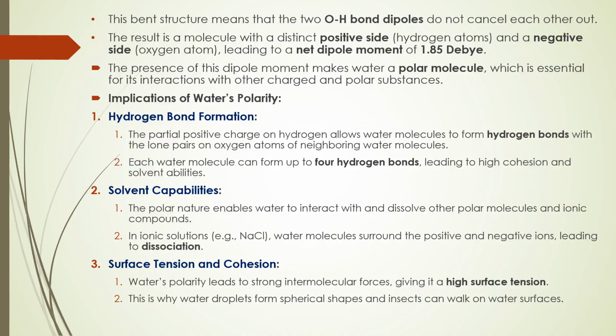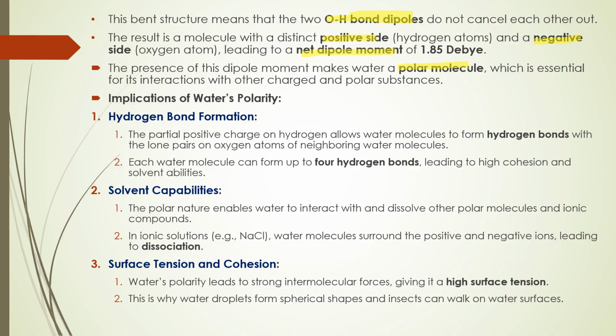This bent structure means that the two OH bond dipoles do not cancel each other out, and the result is a molecule with a distinct positive side and a negative side, leading to a net dipole moment of 1.85 D. The presence of this dipole moment makes water a polar molecule, which is essential for its interaction with other charged and polar substances.